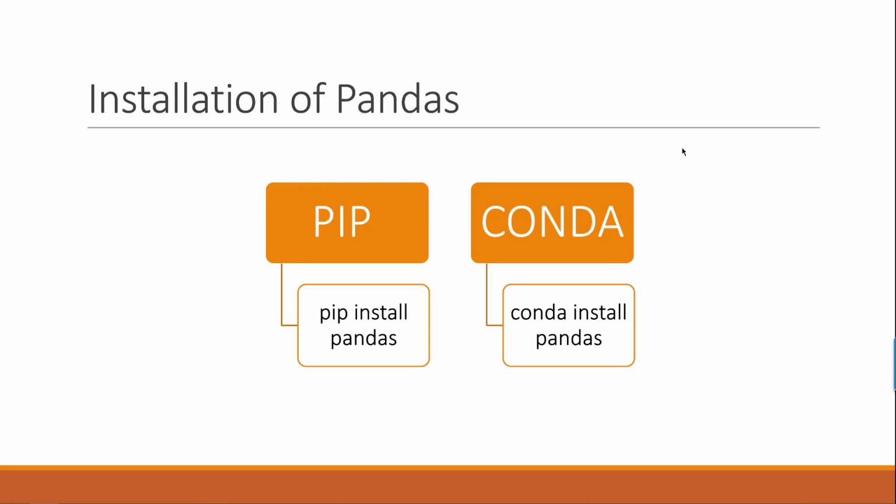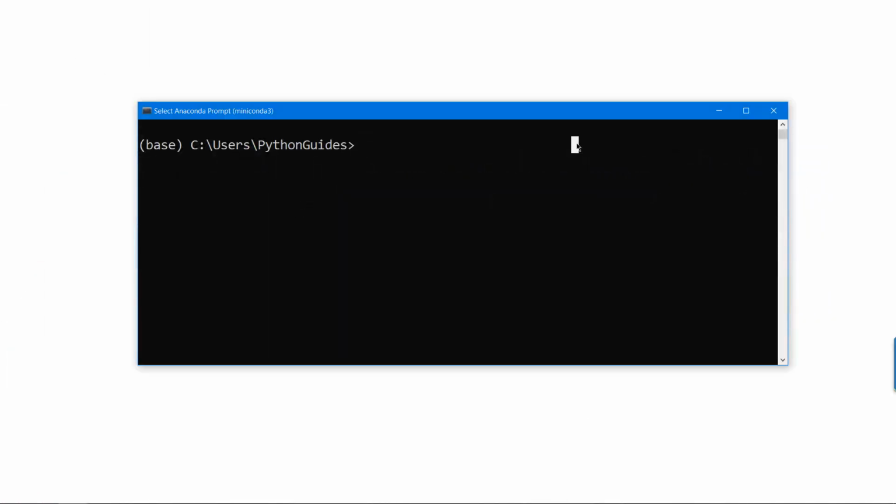Now let's see how we can install Pandas using conda. For this we are using Miniconda over here. Miniconda is a lighter version of Anaconda. If you have installed Anaconda, that means Pandas is already installed on your system and you don't need to do anything. You just need to activate the environment and you are good to go. But in Miniconda you have to install everything by yourself.